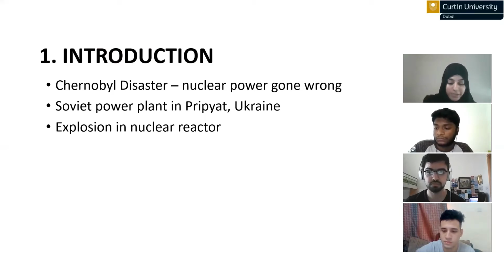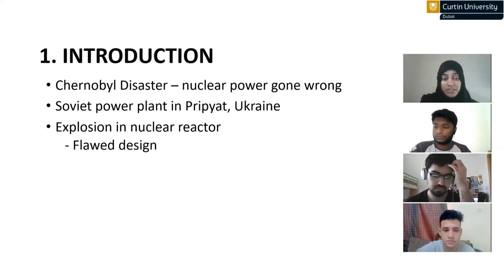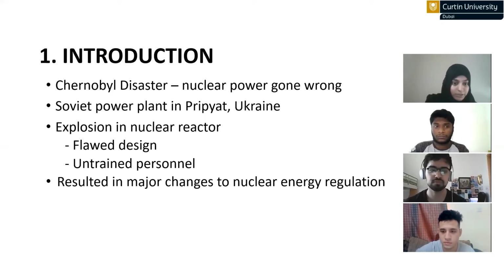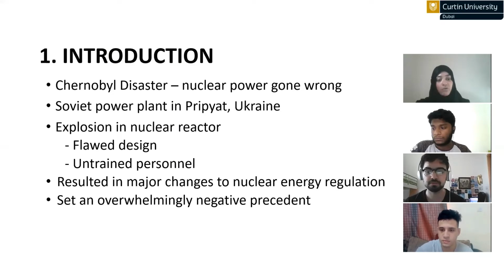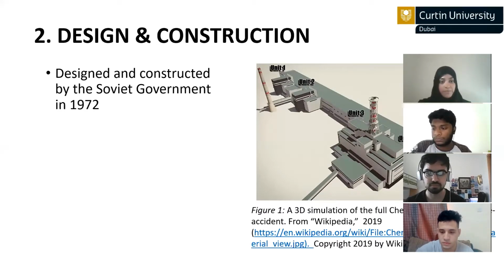The accident took place because of two reasons. Number one, there was a flawed design in the reactor, and number two, the staff happened to be incompetent. The disaster resulted in major changes to nuclear energy regulation, and unfortunately, it set an overwhelmingly bad precedent for nuclear energy in general. Let's talk about the design of the reactor.